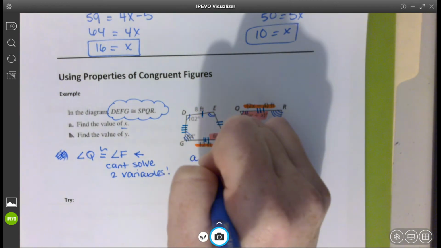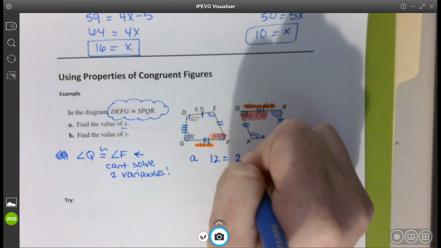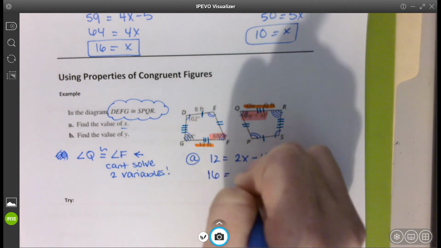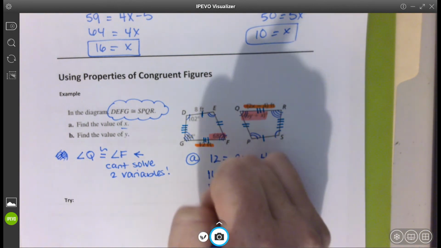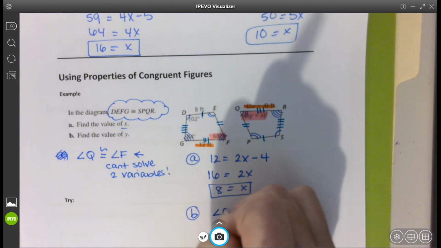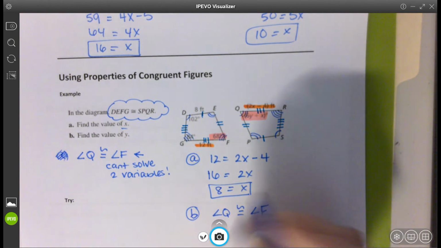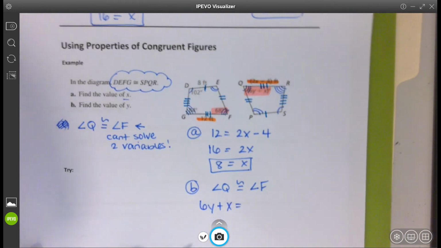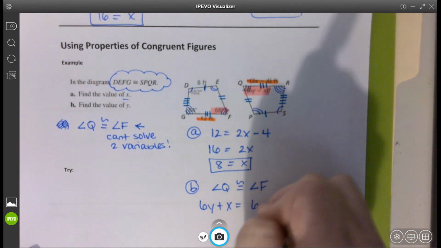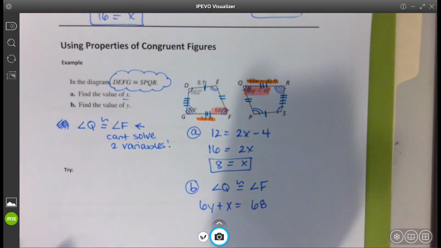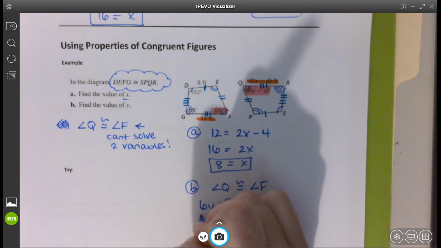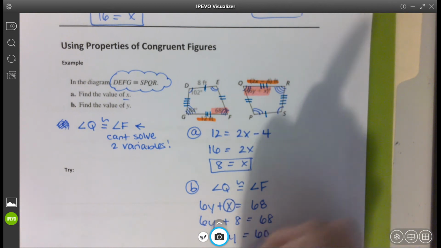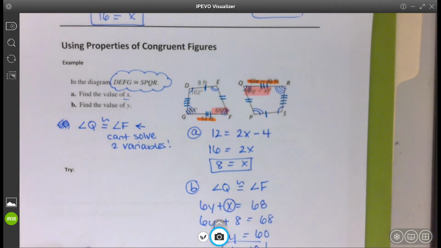So in letter A, we're going to say 12 equals 2x minus 4. We're going to add 4 to both sides. So I have 16 equals 2x, making x 8. So then now I can actually go back to angle Q equaling or congruent to angle F, because angle Q is 6y plus x equals 68. Now, how is part A going to be helpful? We are going to plug in our value here. So I have 6y plus 8 equals 68, making 6y equal 60 and y equaling 10.